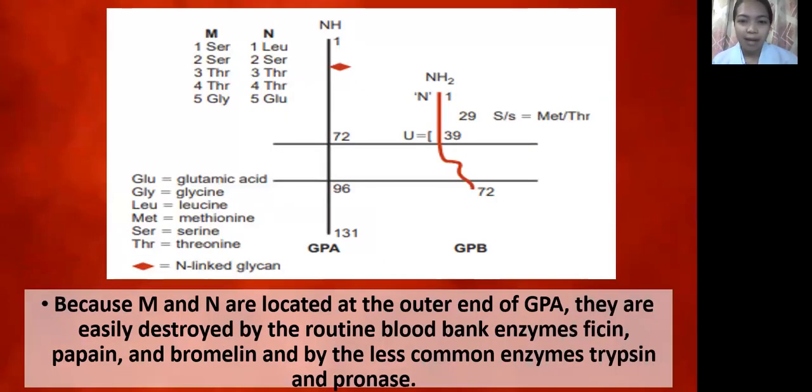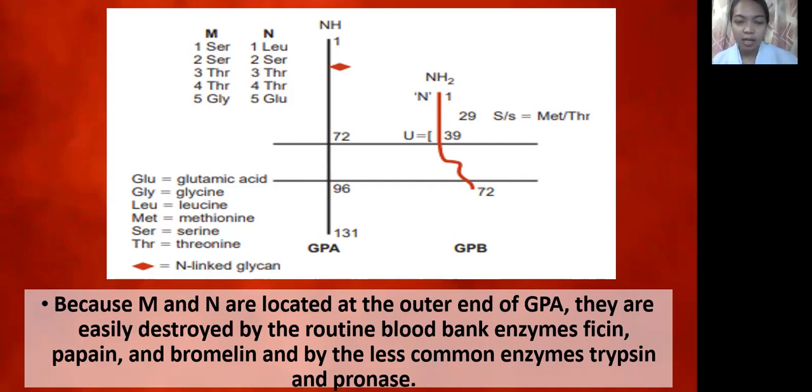Because M and N are located at the outer end of GPA, they are easily destroyed by the routine blood bank enzymes ficin, papain, and bromelain, and also by the less common enzymes trypsin and pronase. This figure shows a comparison of glycophorin A and glycophorin B. You can see different lines in the graph showing different amino acids.